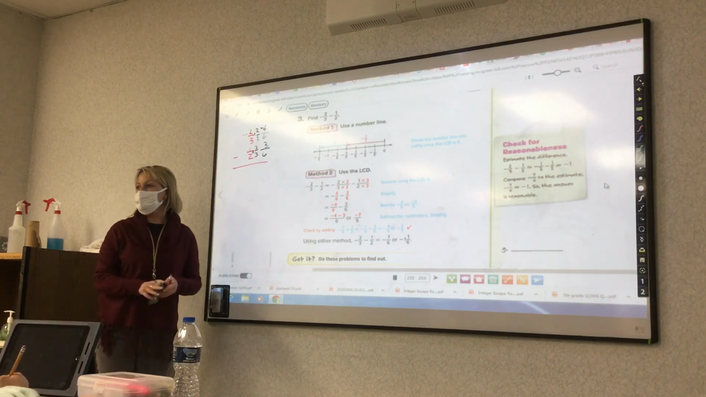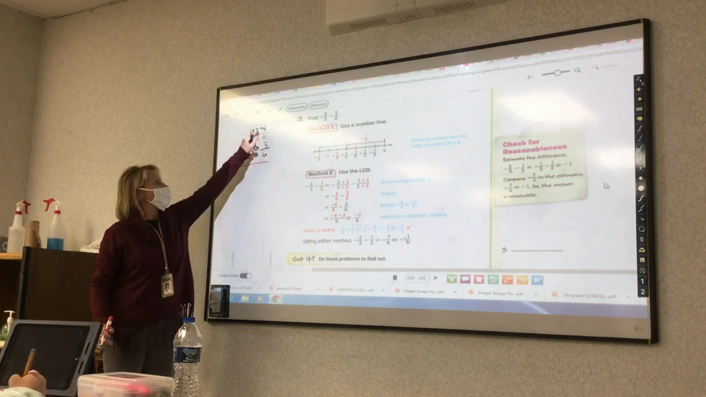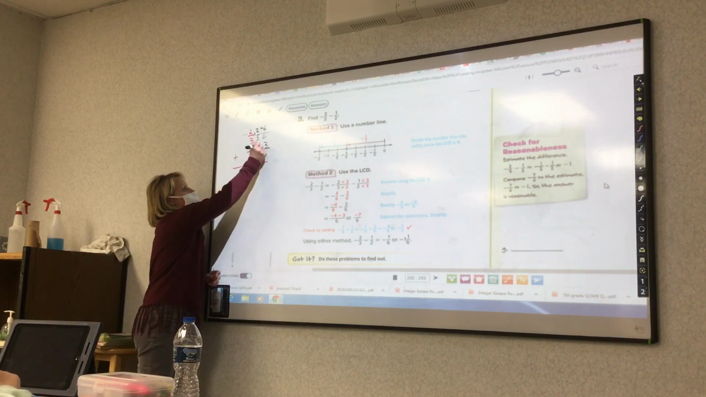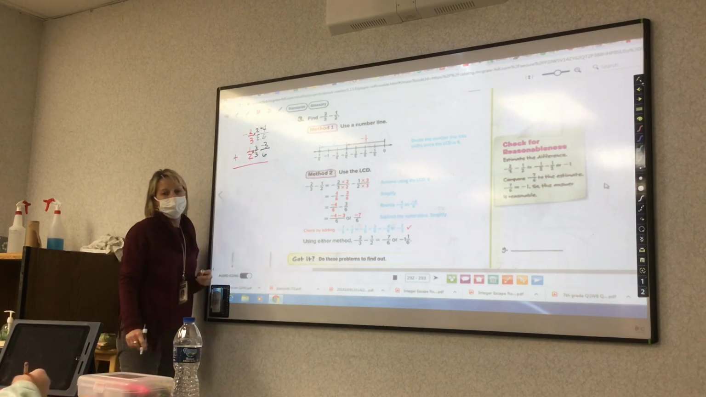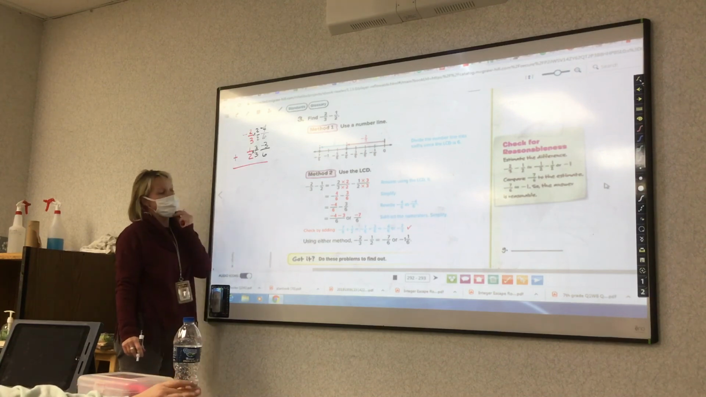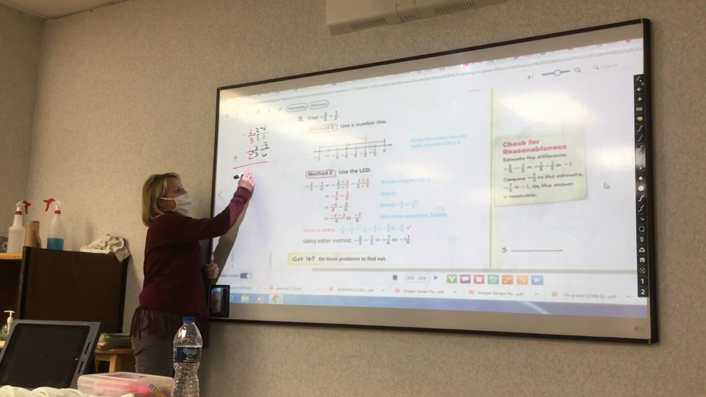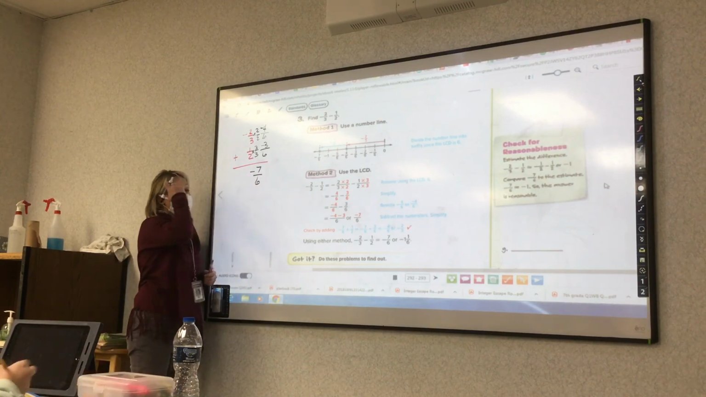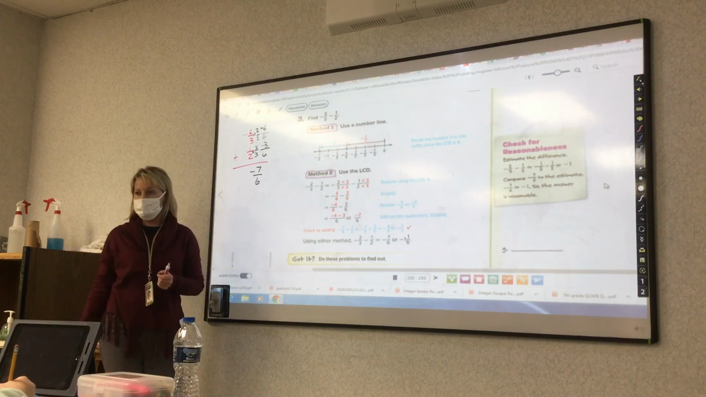So because I have a negative, I want to say keep, change, change. So then I have a negative 4 plus a negative 3, makes it a negative 7/6. I cannot leave it as an improper fraction.